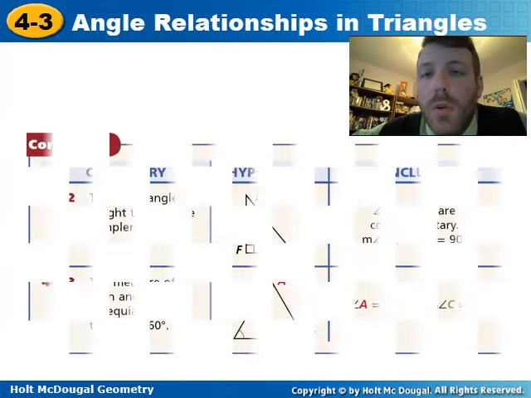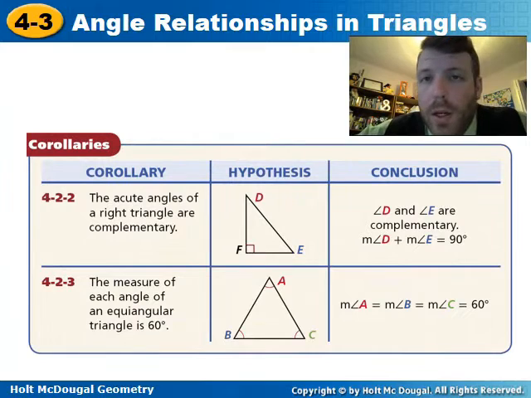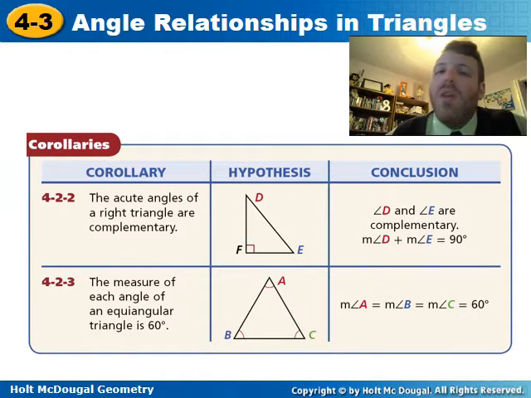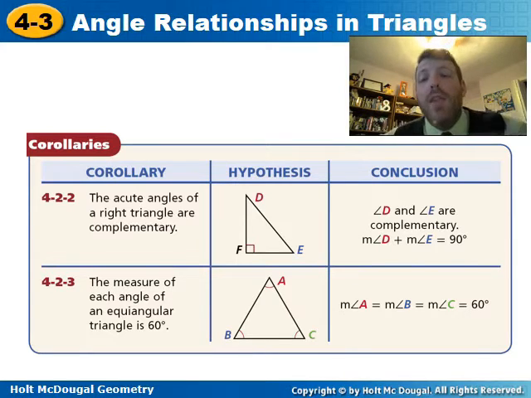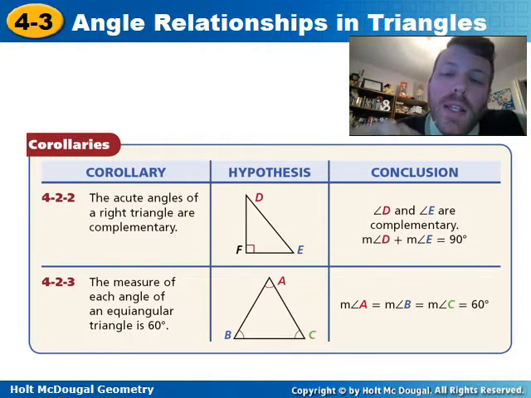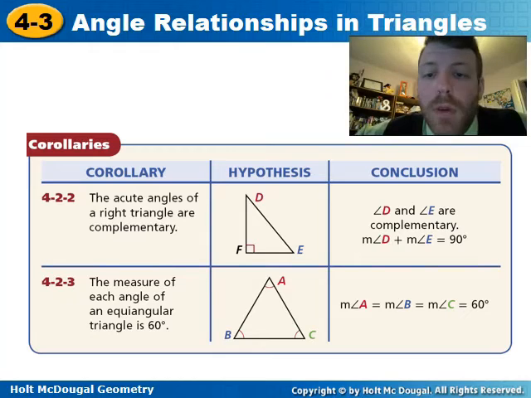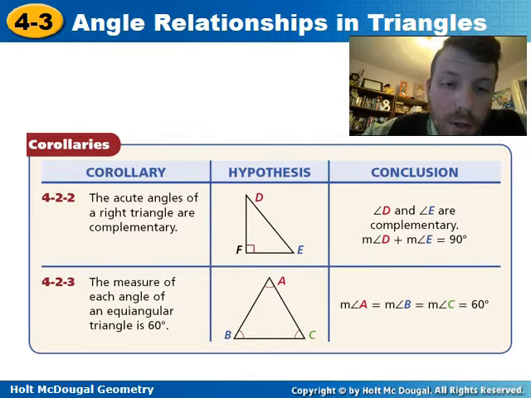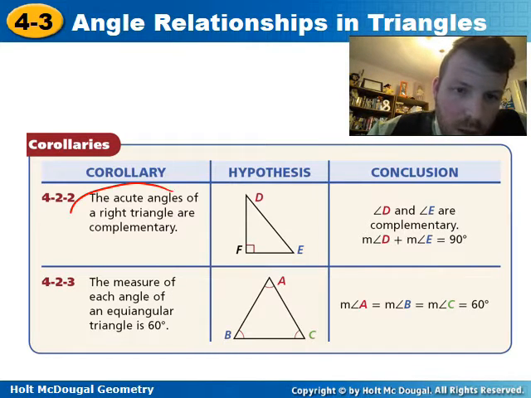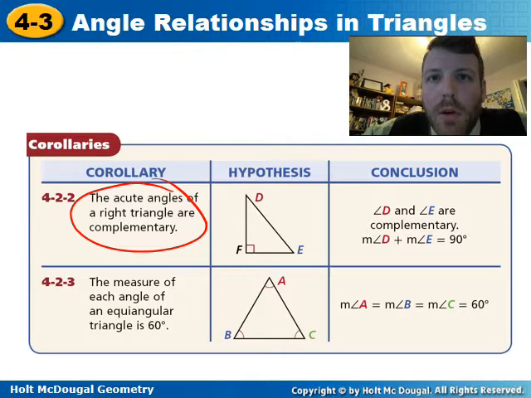Alright, so what I want to do is talk about two corollaries. A corollary is something that comes straight from another proof. So like I prove something's true and then I can create another proof from that proof, and that's a corollary. And these both come from the triangle sum theorem. Real quick, these are easy. The acute angles of right triangles are complementary. Well, that means that they equal 90.